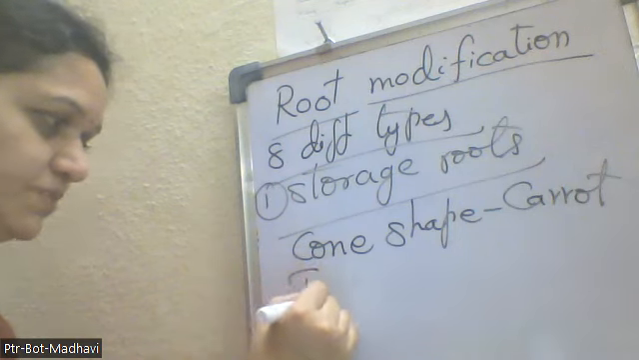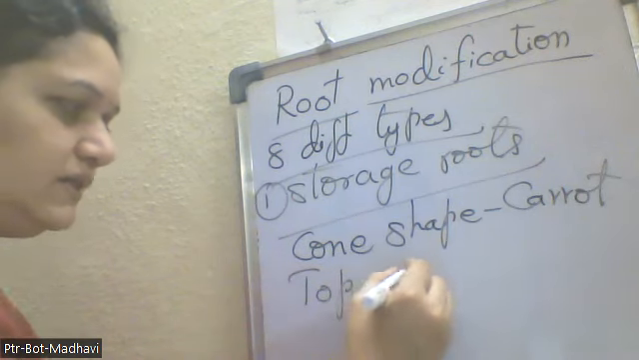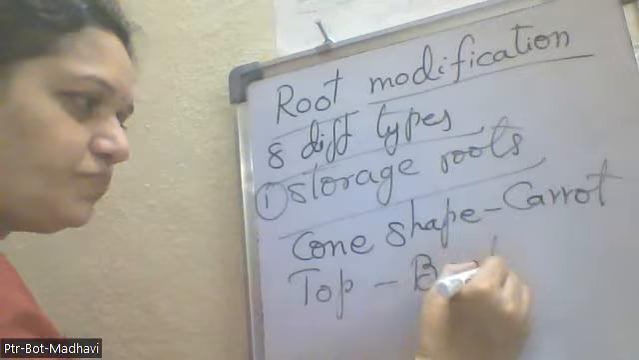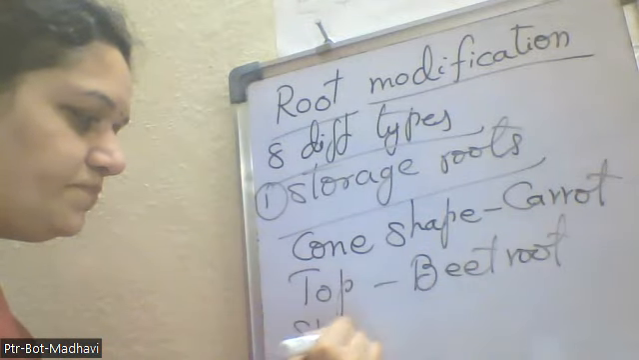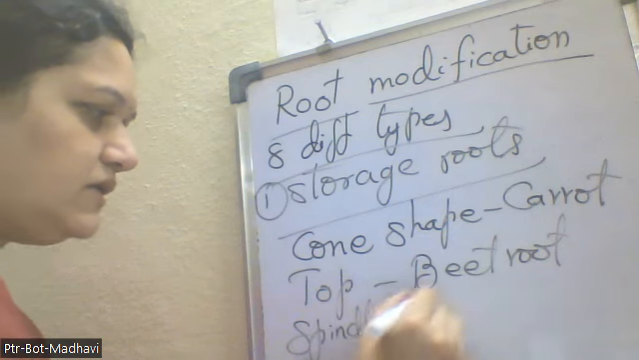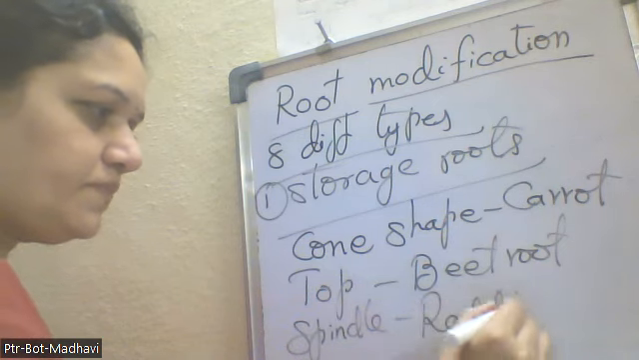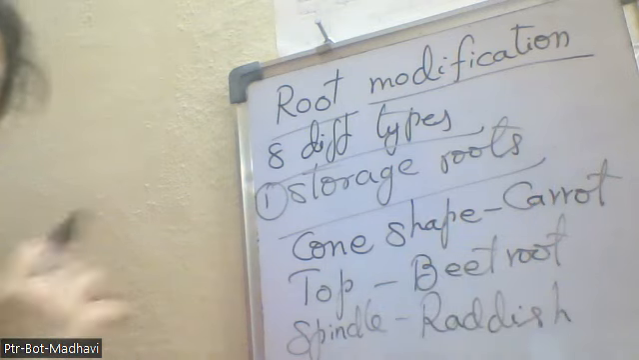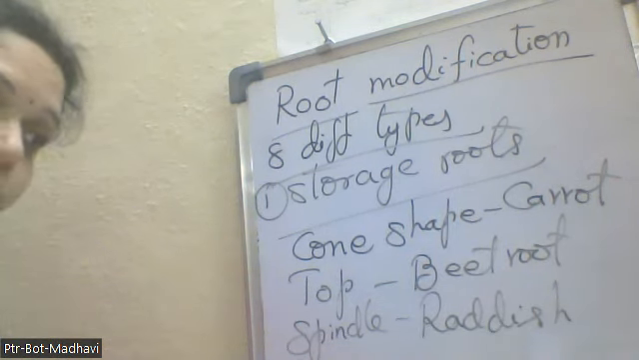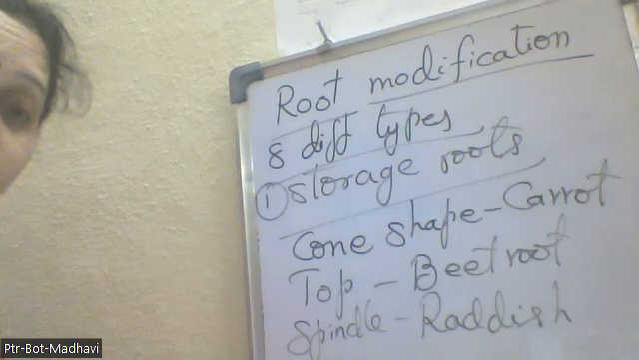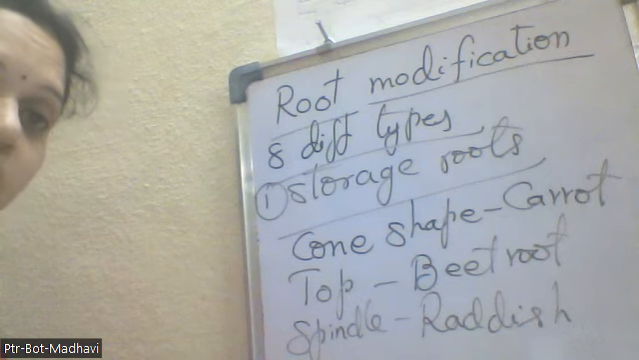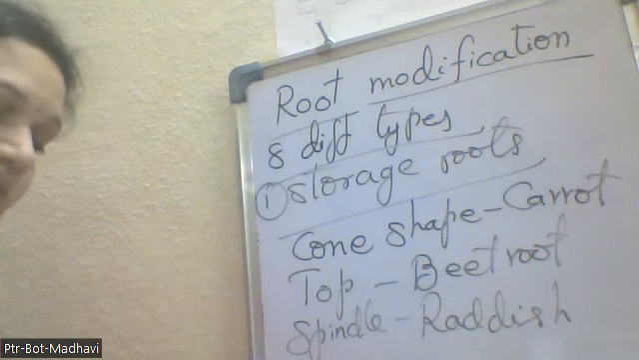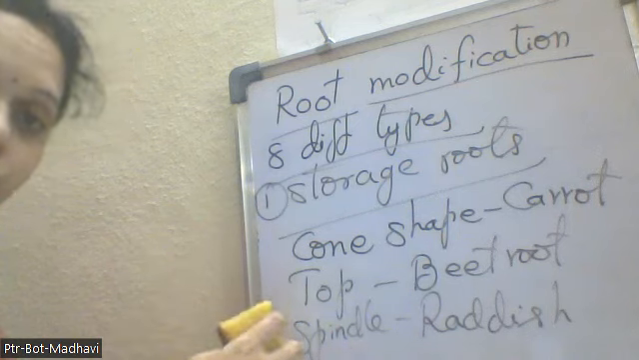Top shape, that is the beetroot. Spindle shape, that is the radish. And adventitious roots, which store food material and attain different shapes: the first one is the sweet potato, and the second one is the asparagus. These are the other examples here.